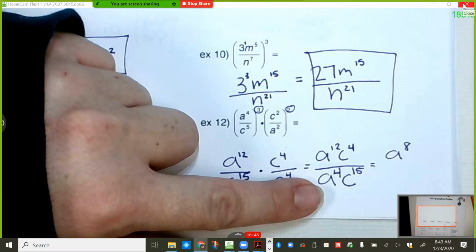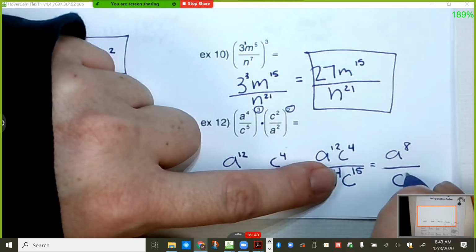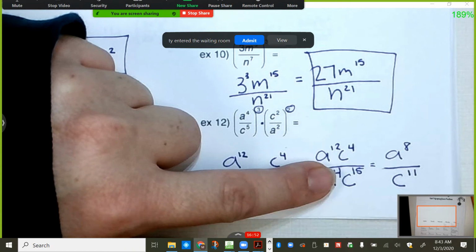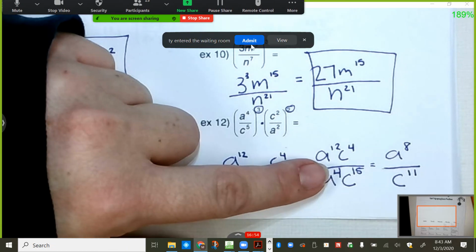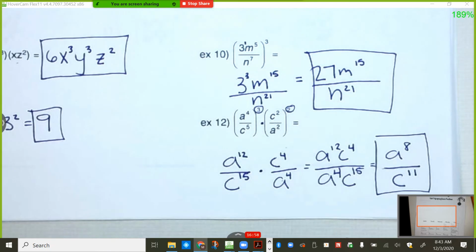Okay, where are there more c's? Bottom, so that's where the c is going to stay. What's 15 minus 4? There's your answer. Any questions with that?